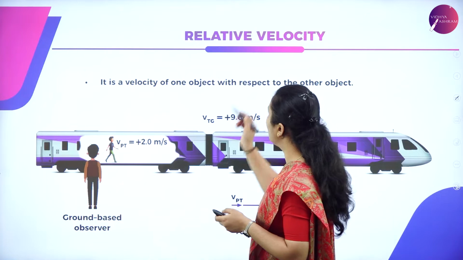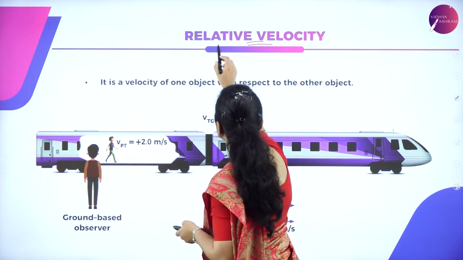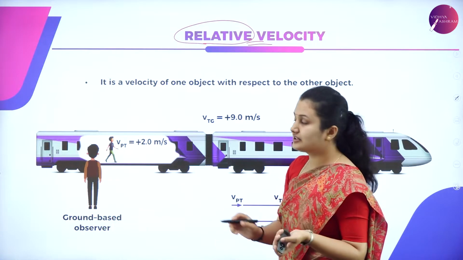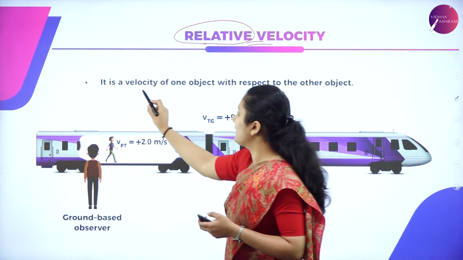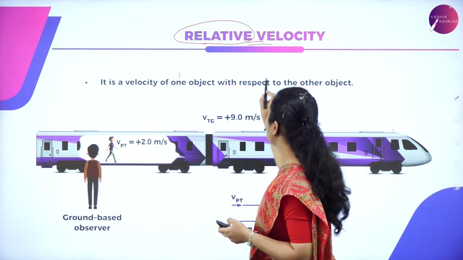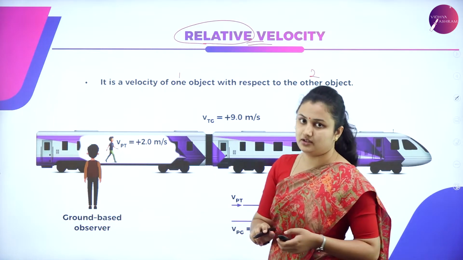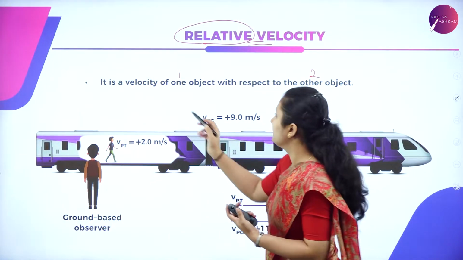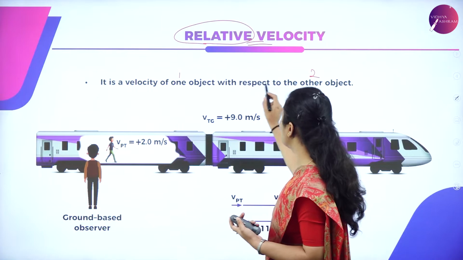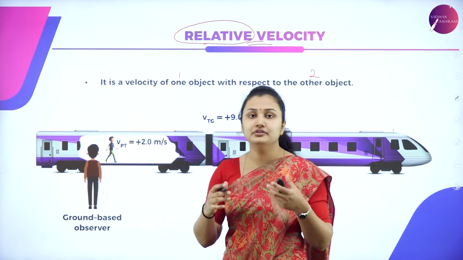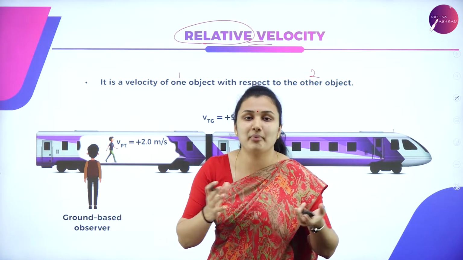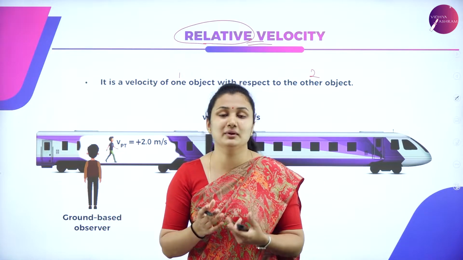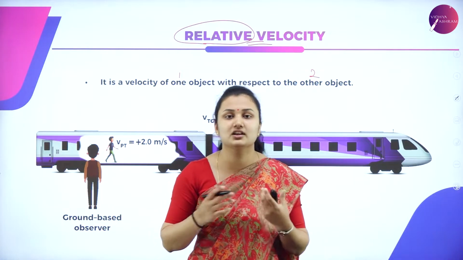So next you have relative velocity. What do you mean by the term relative? Relative velocity is the velocity of one object with respect to another object. So you have two objects here. The velocity of one object with respect to the other object means that there is a comparison between the velocities. That is, relatively you check what the velocity is.